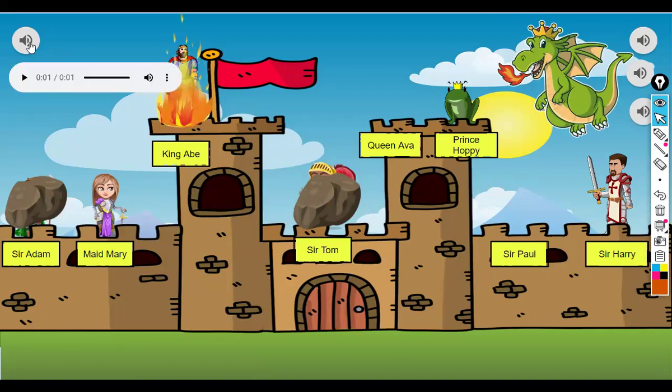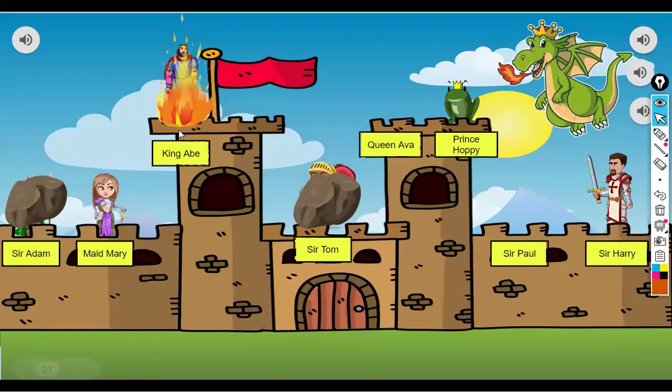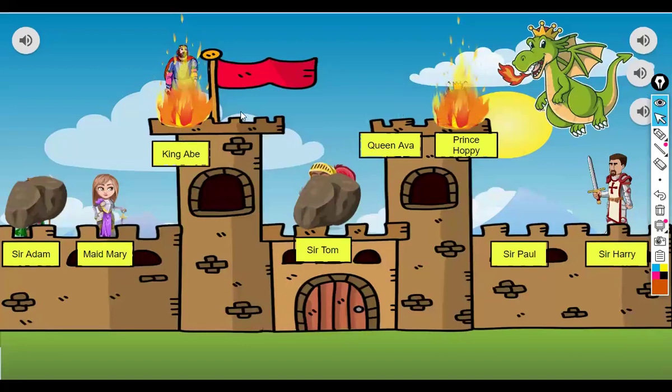King Abe goes up into flame. Poor King Abe, not his kingdom anymore. Next person to go is Prince Happy, another favorite. Sorry, guys, a lot of people said Prince Happy.